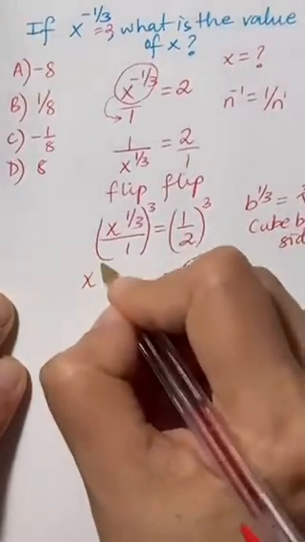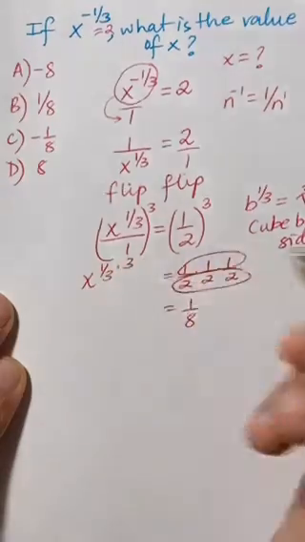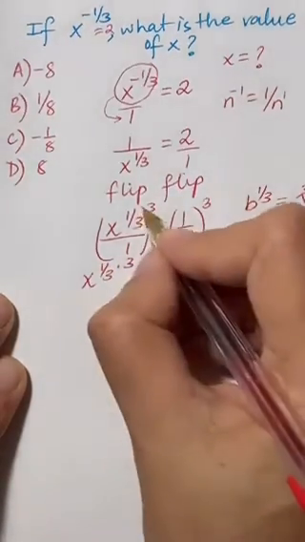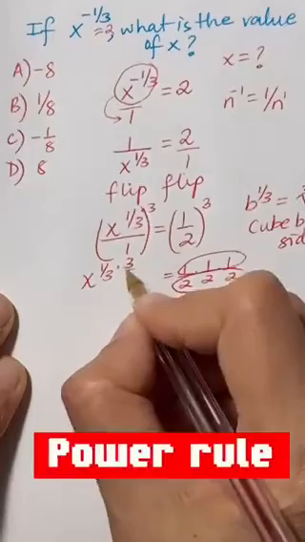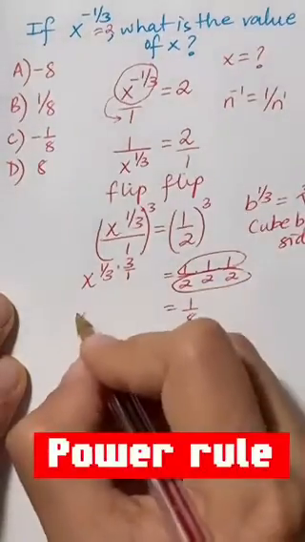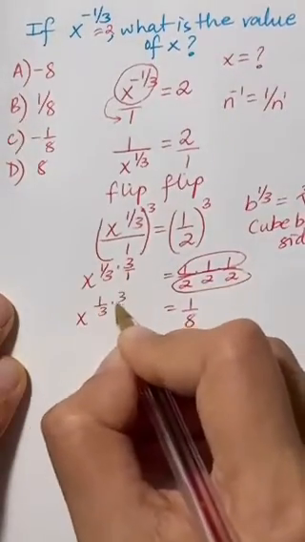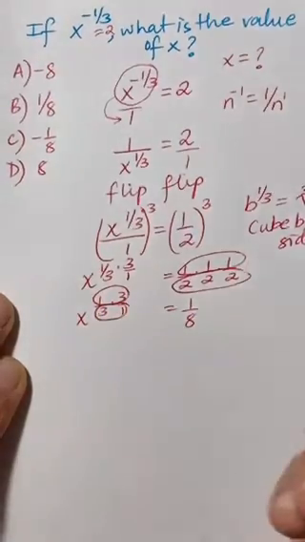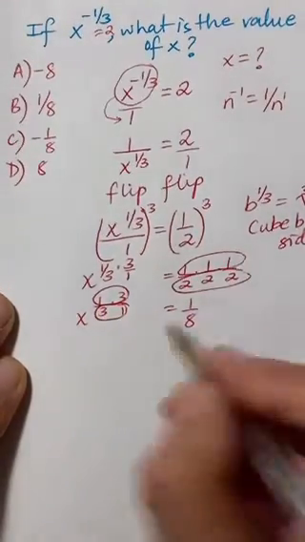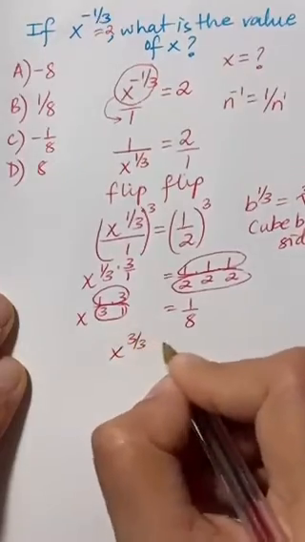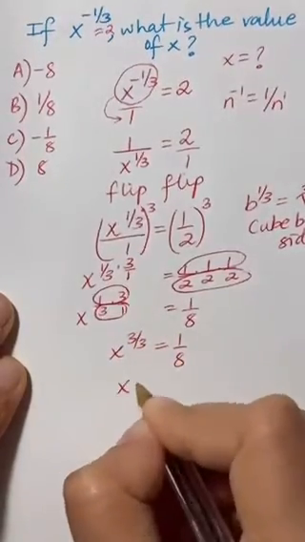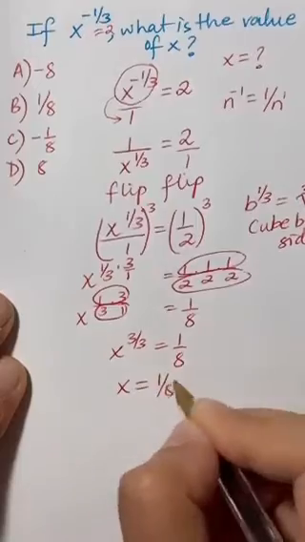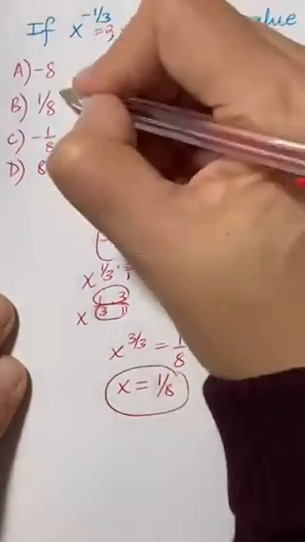Here, x to the power of 1/3 times 3. That's what that means, because it's the power rule. So over 1, well, that is 1/3 times 3 over 1. Multiply fractions. When you multiply the top, you get 3. Multiply the bottom, you get 3. That is 3 over 3, that is 1, right? Like this. That is x to the power of 1 equals 1/8. So our answer is part B.